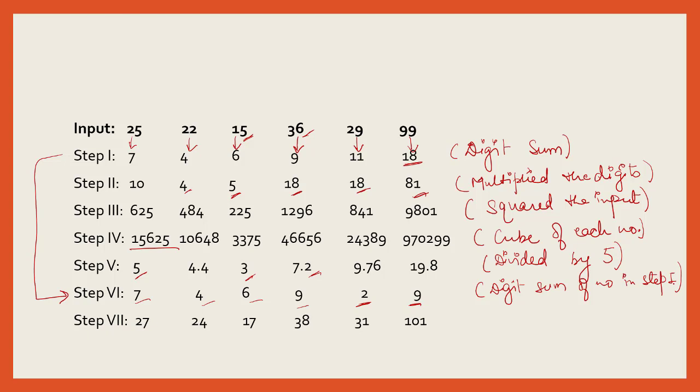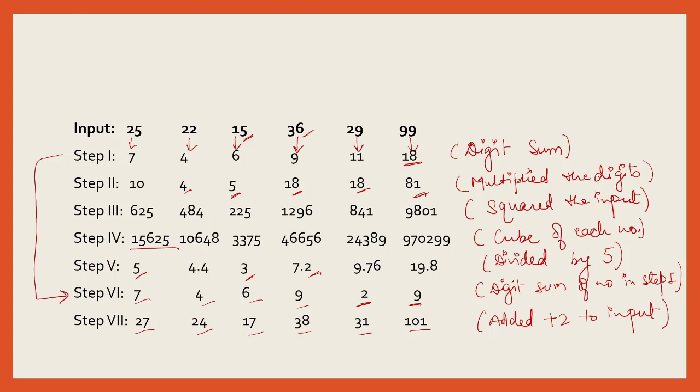Step 7. 27, 24, 17, 38, 31, 101. Compare with the input, we can clearly see we have added 2 to every number of input, and that's how we have got step 7.